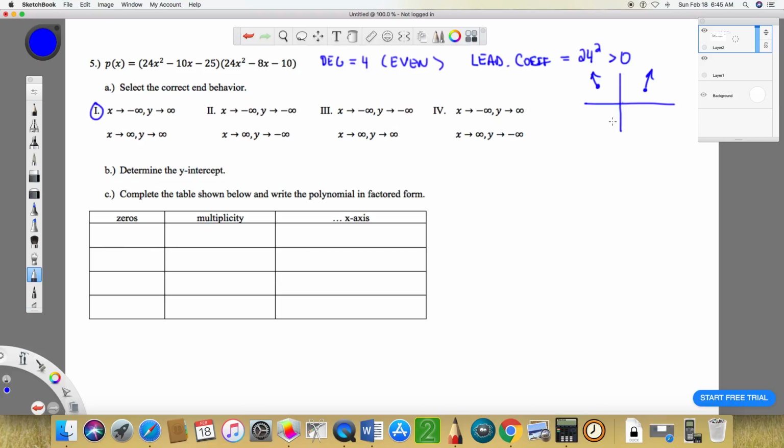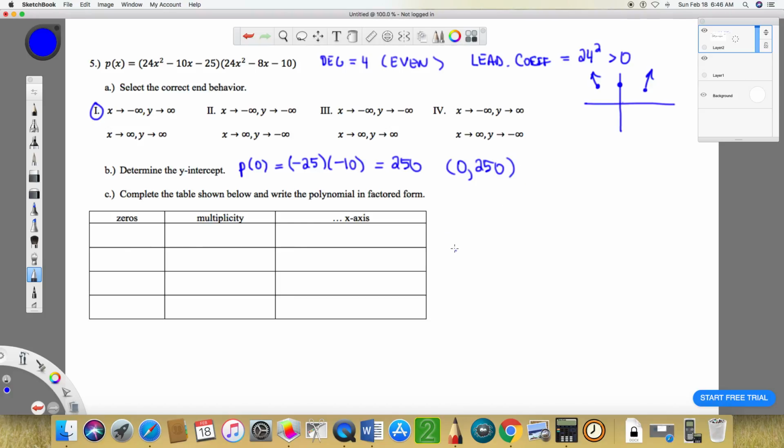So let's see what's the y-intercept. Well, if we evaluate this function at 0 in this first trinomial, we get negative 25. And in the next one, when x is 0, we get negative 10. So that's positive 250, which has coordinates 0, 250. So it's up here somewhere.